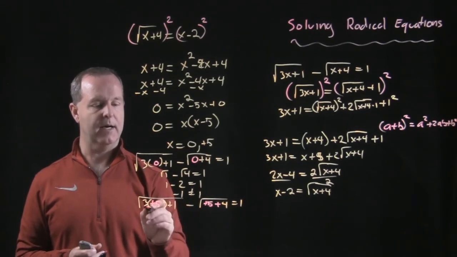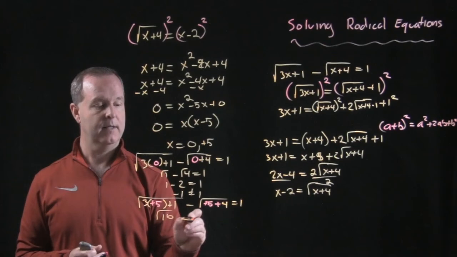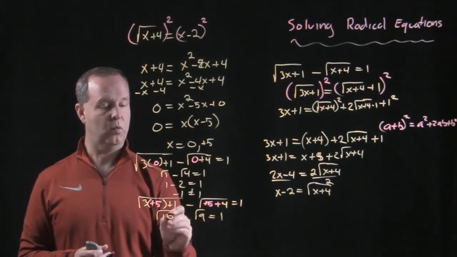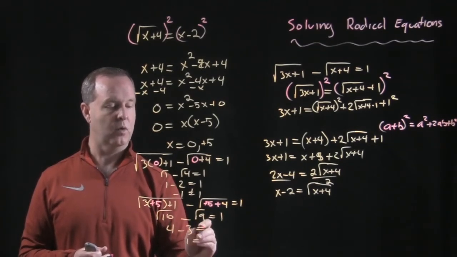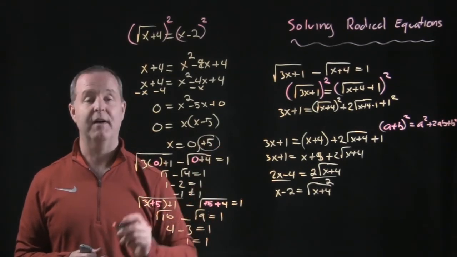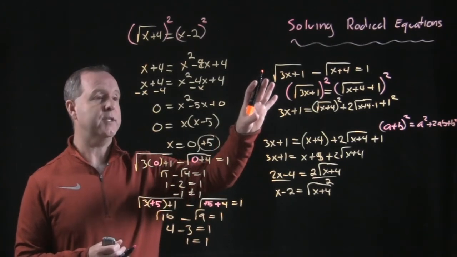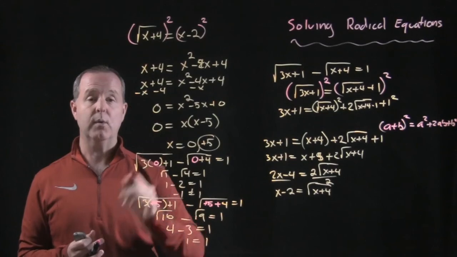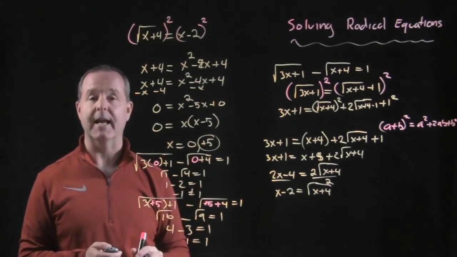All right, so then this becomes the square root of 16, 3 times 5 plus 1, minus the square root of 9 equals a 1. 4 minus 3 equals 1. 1 equals a 1. And that is true. So that tells me then that this plus 5 is a solution to this equation. So this radical equation produced two solutions, 0 and 5. The 0 was extraneous. The 5 was real. So I have one solution, and that's x equaling 5.